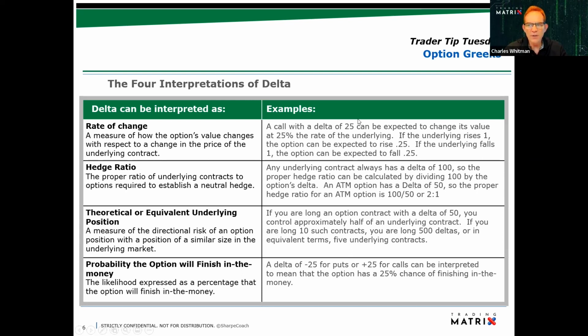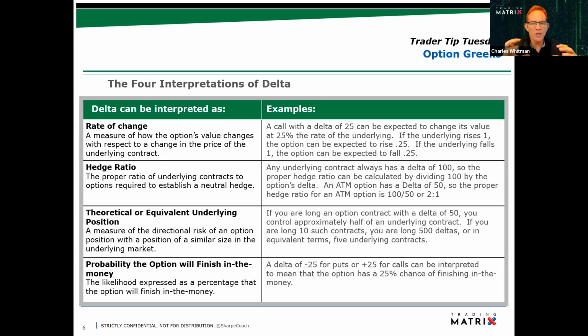So a call with a delta of 25 can be expected to change its value at 25% of the rate of the underlying. If we're looking at a call on a stock, and the stock rises $1 and the call has a 25 delta, we would expect the call to go up by 25 cents. If the stock goes down by $1, we would expect the call to go down by 25 cents.